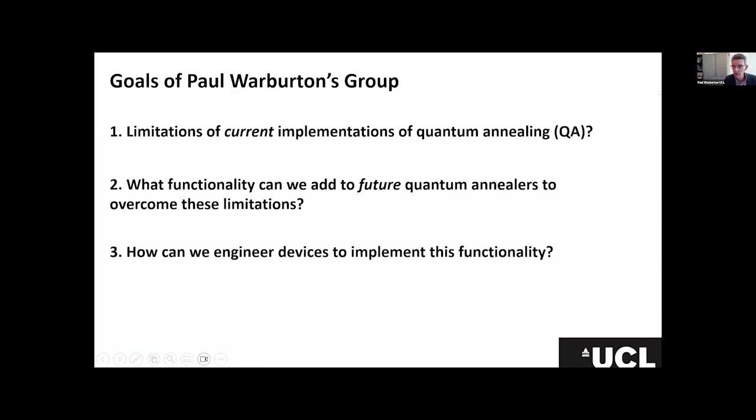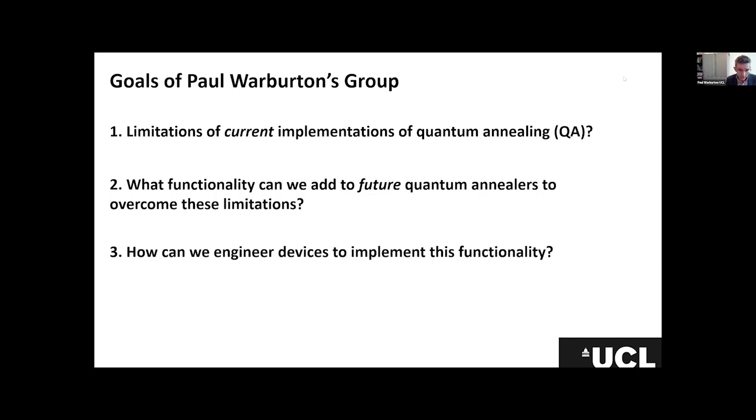So I guess these are the overall goals of the research in my group. I want to look at the limitations of the current implementations of quantum annealing on, for example, the D-Wave device, which Kikuchi-san was speaking about in the previous presentation. So we interact with the D-Wave device, we interact with the QuEra Rydberg device as well.